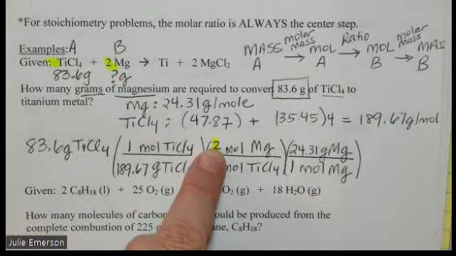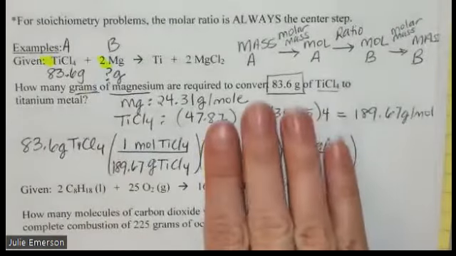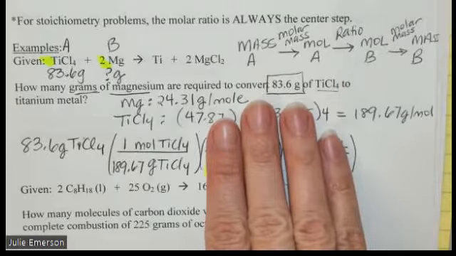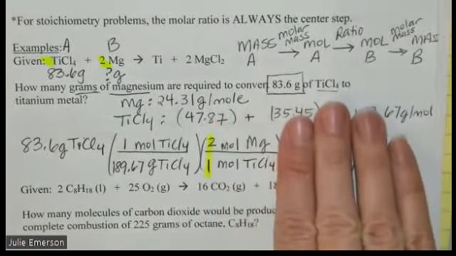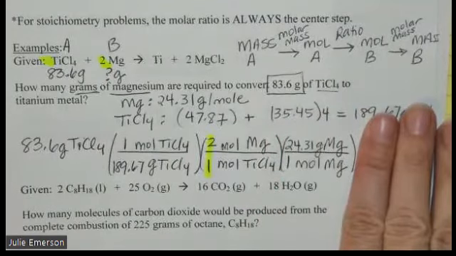So we don't need to do it twice. We already did it, right? So this first conversion step tells us how many moles of titanium 4 chloride we have. The second step tells us how many moles of Mg we need. And then the third step tells us what mass that would be.